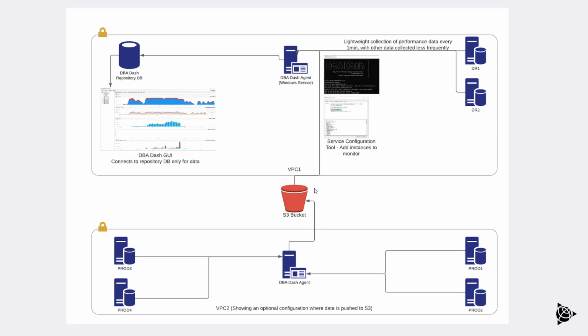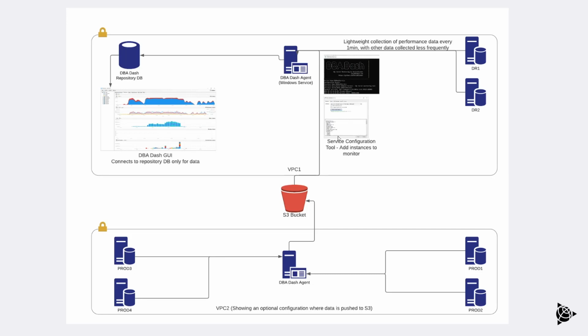So how does it work? DBA Dash runs as a Windows service. It can collect data from your monitored SQL Server instances, and it pushes the data into a central repository database. There's a Windows application that can be used to report on the data collected. There's also a service configuration tool that you can use to set up the service.